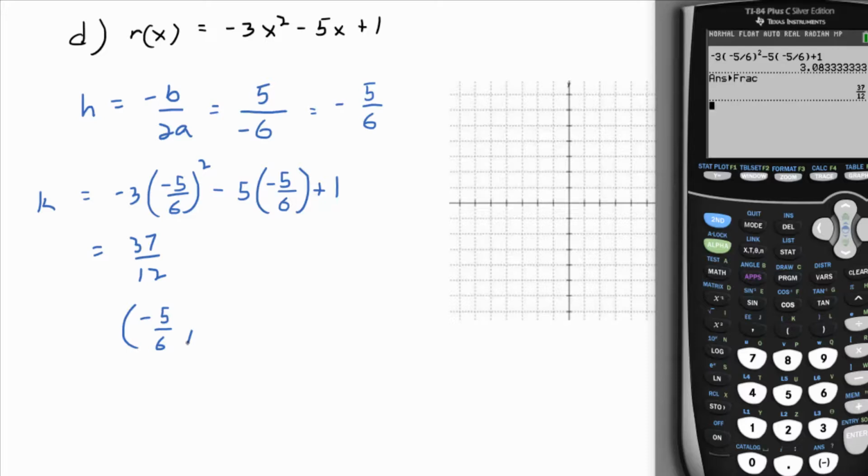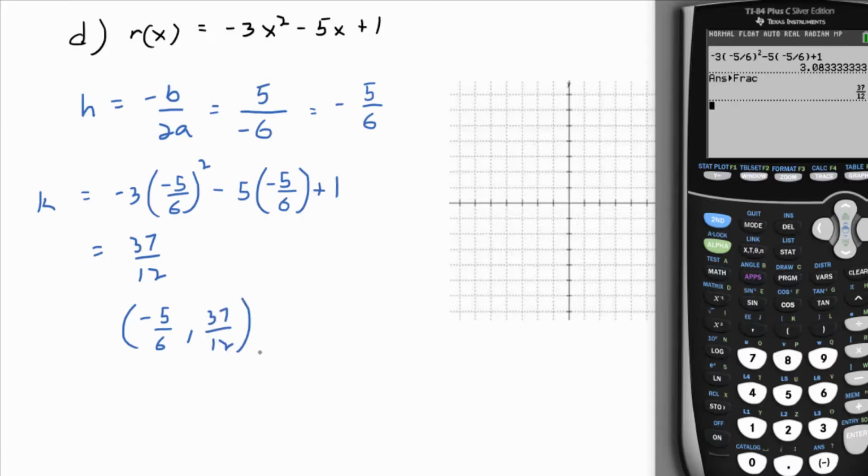Now, don't use it every time, right? Because you don't want, in 10 years, when you have kids coming up to you and asking, Mommy or Daddy, how do I add 2/3 plus 1/2? You can't pull out your TI 1000 and say, well, here's how you do it. You've got to be able to do it by hand. But when it's this ugly, yeah, do it on the calculator. So the vertex has x equal to negative 5/6 and k equal to 37/12.